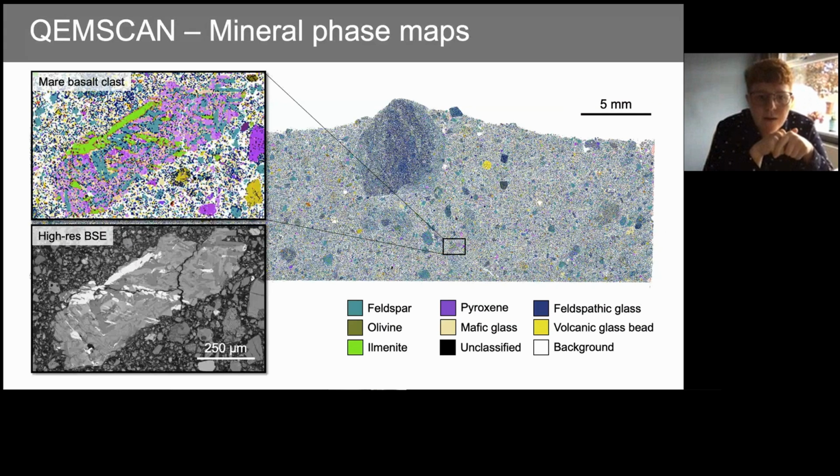So just to pull out another class, there is the Mare basalt class, and they're nice and easy to spot as the ilmenite's bright green. We can see as well on the high resolution backscatter image that we're also picking out some of the textures between the pyroxenes in the pinky purple colour and the plagioclase in the sort of turquoise colour as well. So that's also been captured by the ChemScan.